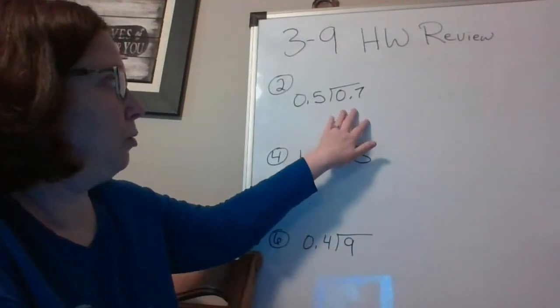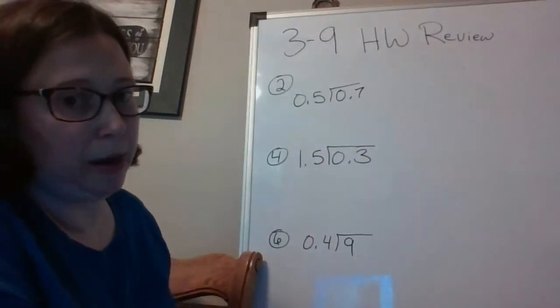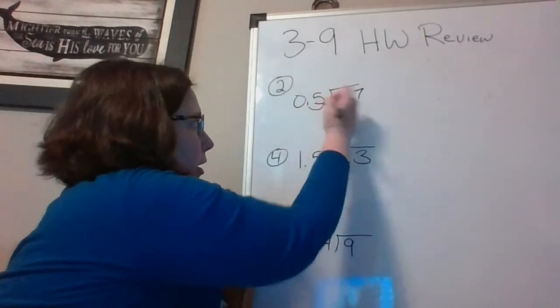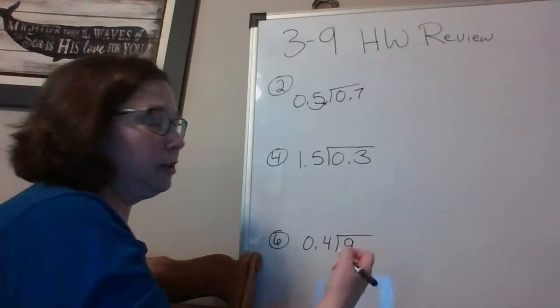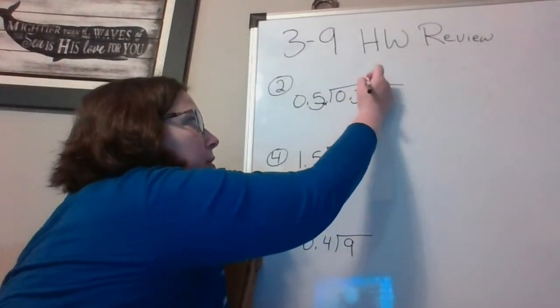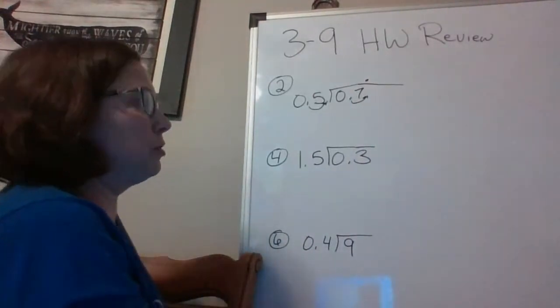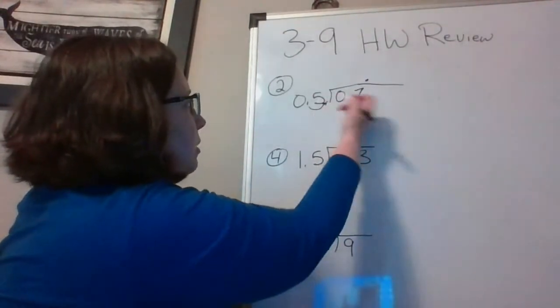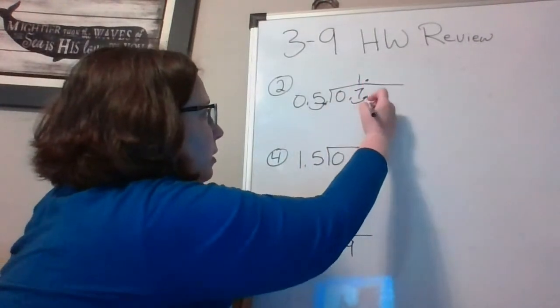Number 2 was 7/10 divided by 5/10. First thing you need to do is get rid of that decimal place in your divisor. That's not mathematically allowed. Then you can put your decimal straight up after you move this one as well. Now we can start to divide.